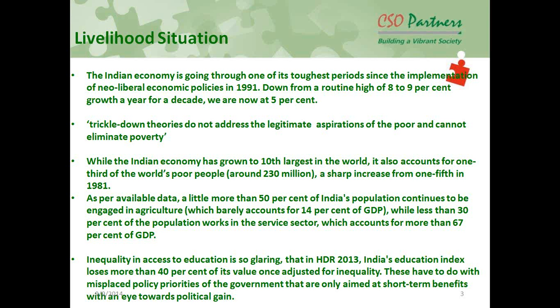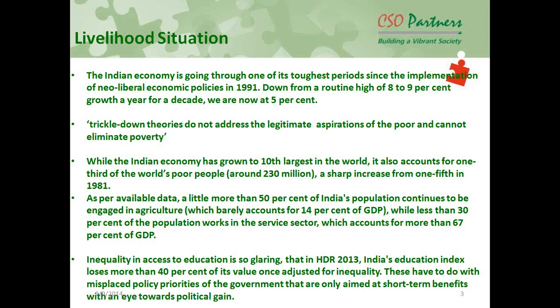Inequality in access to education is so glaring that in the HDR 2013, the Human Development Report of 2013, India's education index loses more than 40% of its value once adjusted for inequality. These have to do with misplaced policy priorities of the government. So we see that it is not only in financial terms, not only income and employment, not only the sectoral disparity, but we see glaring evidence of disparity in access to social capital like education. It is not only financial capital, it is also social capital. We will discuss that livelihood is not only about financial capital, it is about many other capital, and how we create all this capital or assets for poor people.